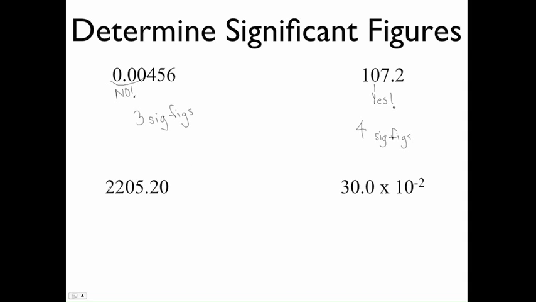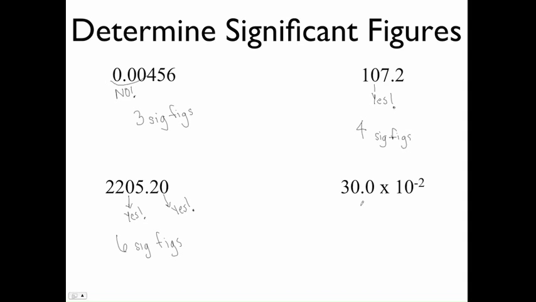In this one, we have a 0 in the middle. A middle 0 is significant. And remember, if they take the time to write a 0 at the end, that means that 0 was significant and it was exactly 2205.20. So it was exactly 20, not 21, not 23, but 20. So this one's going to have 1, 2, 3, 4, 5, 6. 6 sig figs.